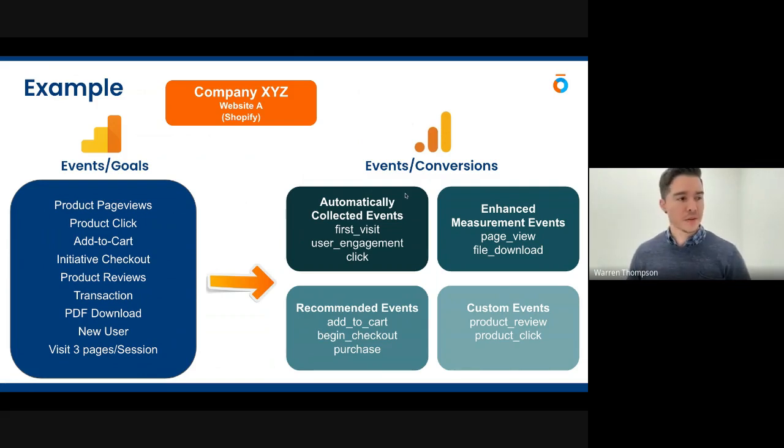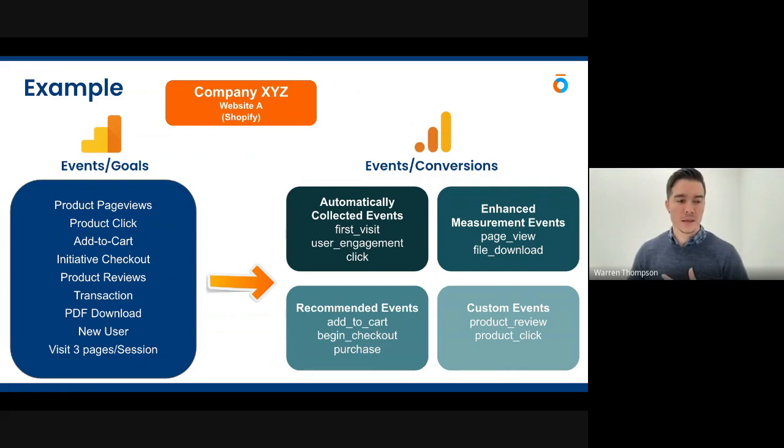The good news is the automatically collected ones are automatic, so you don't actually need to do anything. Google will automatically collect those. Enhanced measurement events are also automatic. You just need to turn on a specific button that says enhanced measurement, and once you turn that on, it will start to give you that information. So additional information like page views or file downloads, like I talked about earlier with those PDF downloads. If you want that information, it could be in those enhanced measurement events.